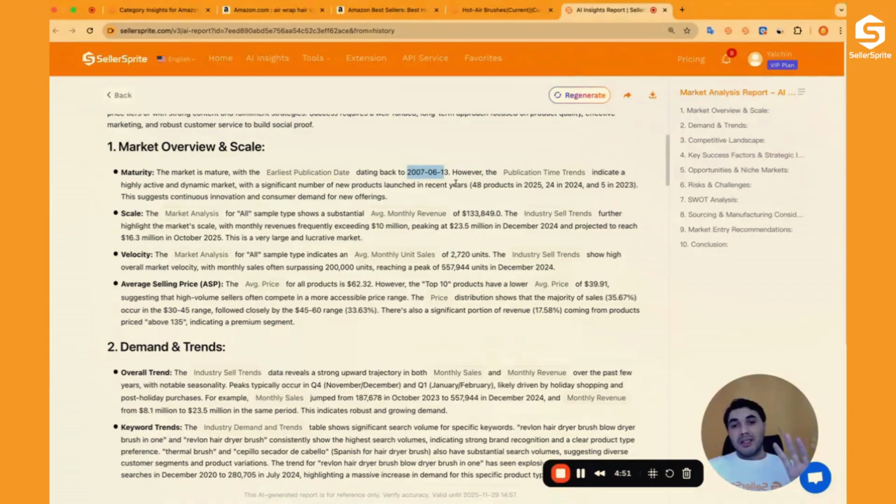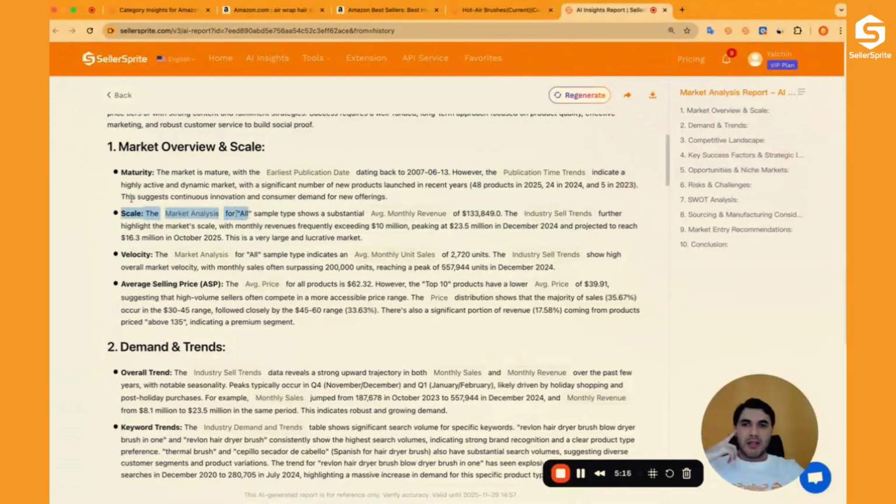Okay, this is bad, and at the same time, it's a good indication. The bad indication is that the earliest product launched in 2007, 18 years ago, but here we have products launched in 2025, 24, and 23. It means the market is accepting new products, it's okay.